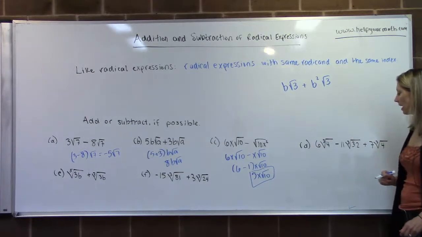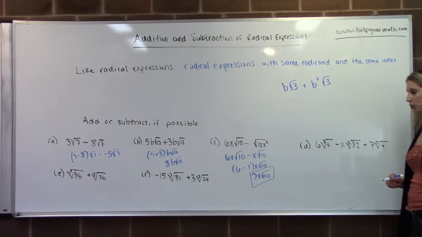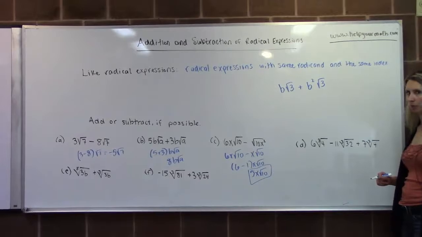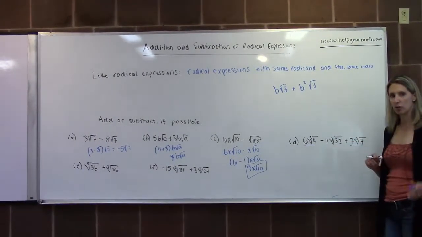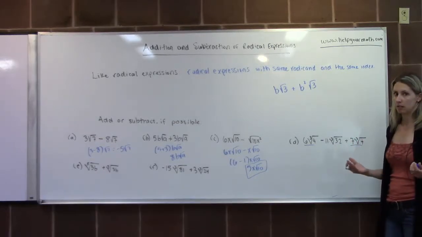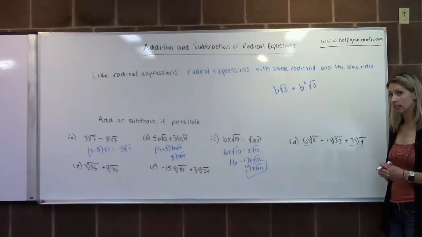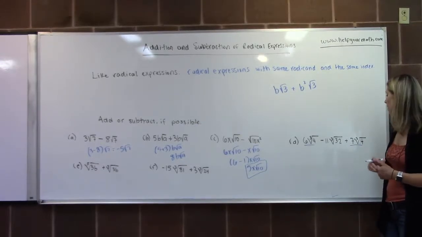Letter D, we have 6 times the cubed root of 4 minus 11 times the cubed root of 32 plus 7 times the cubed root of 4. We see here we do have like radical expressions. We have the cubed root of 4 and the cubed root of 4. The middle one isn't a like radical expression yet. Let's simplify it and see if it can join the cubed root of 4 radical family.